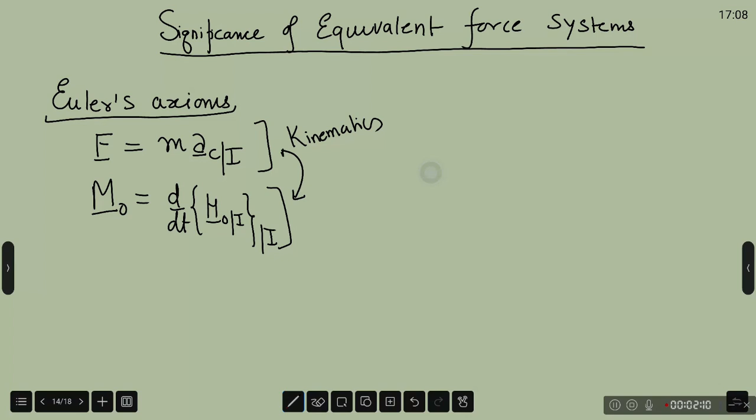Euler's axiom is essentially doing this job for us: force system on one hand, kinematics on the other. But then you pay attention to the left hand side. What is representing the force system here? This is the net force, right? And this is the moment of all forces about O.